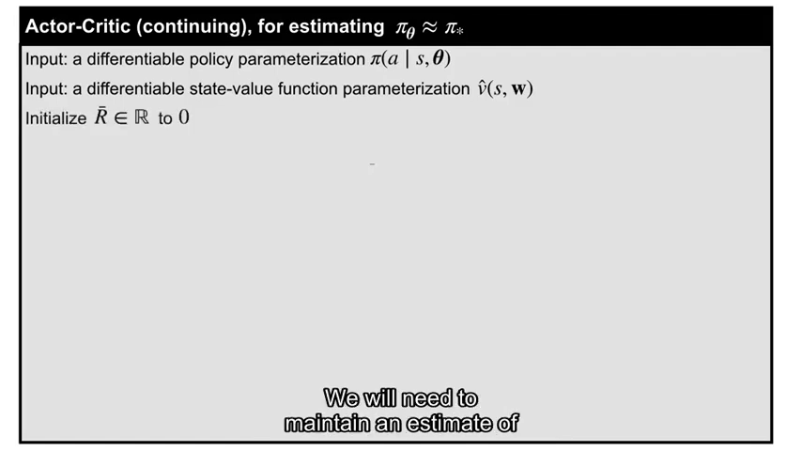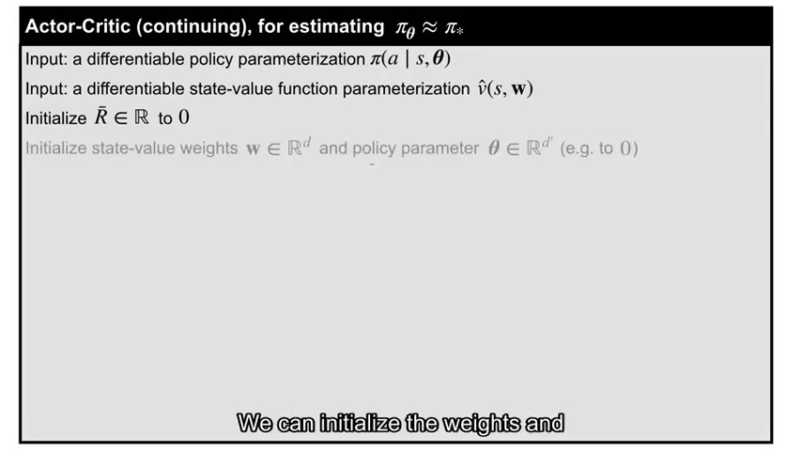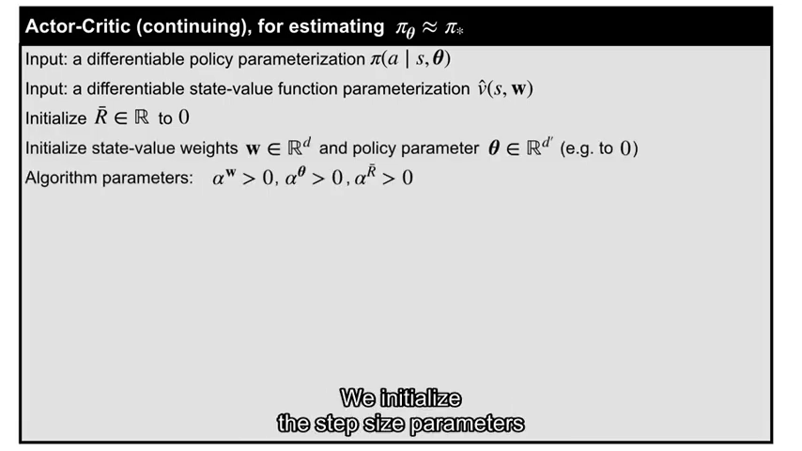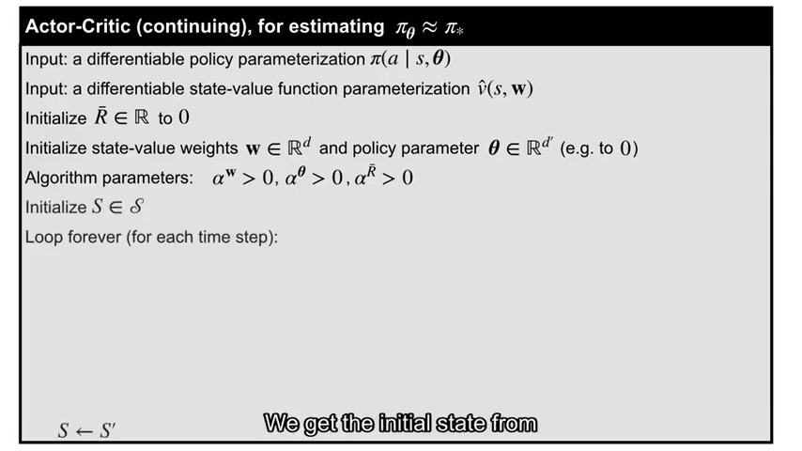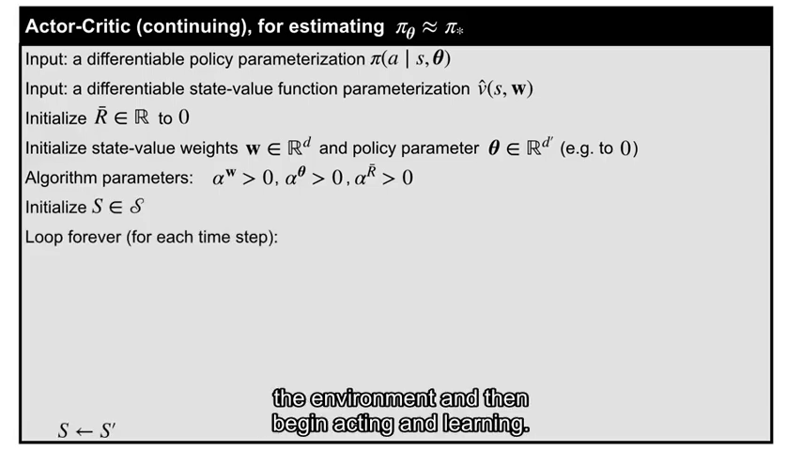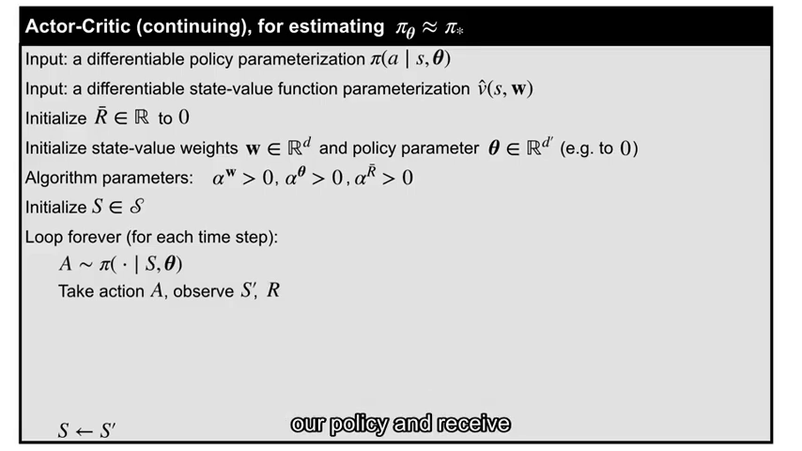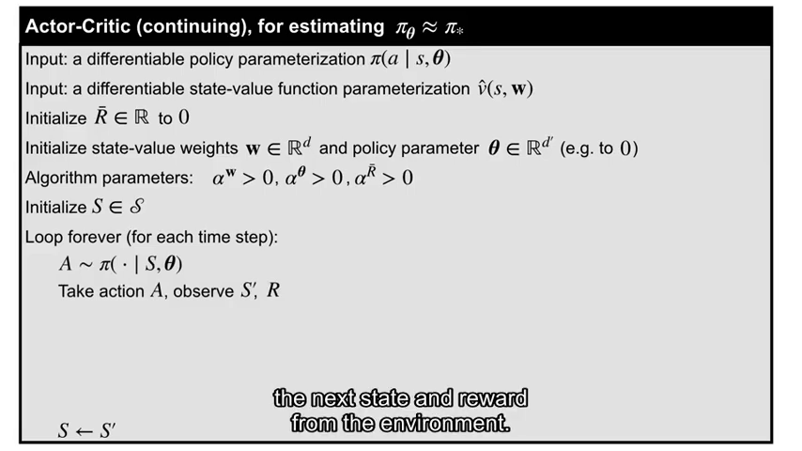We will need to maintain an estimate of the average reward, just like we did in the differential SARSA algorithm. We initialize this to 0. We can initialize the weights and the policy parameters however we like. We initialize the step size parameters for the value estimate, the policy, and the average reward. And they could all be different. We get the initial state from the environment and then begin acting and learning. On each time step, we choose the action according to our policy and receive the next state and reward from the environment.